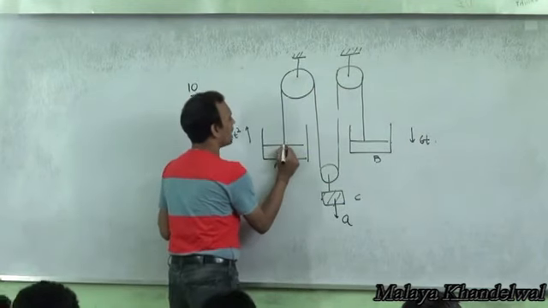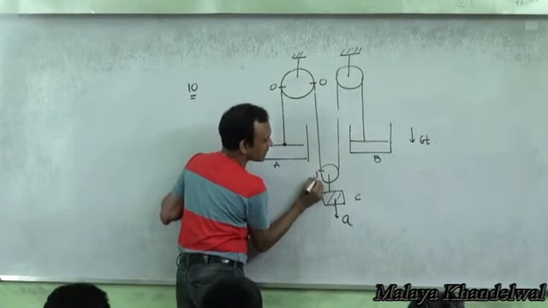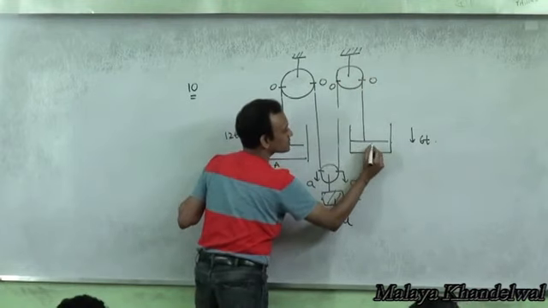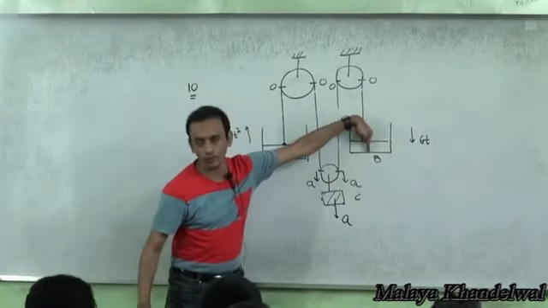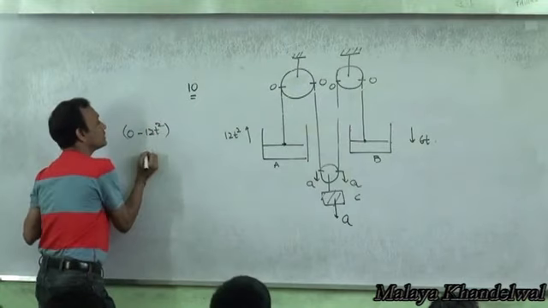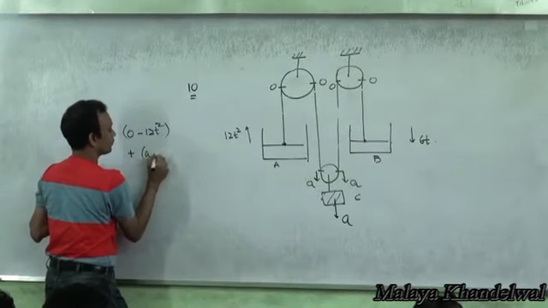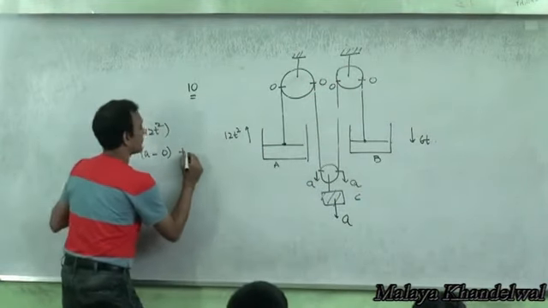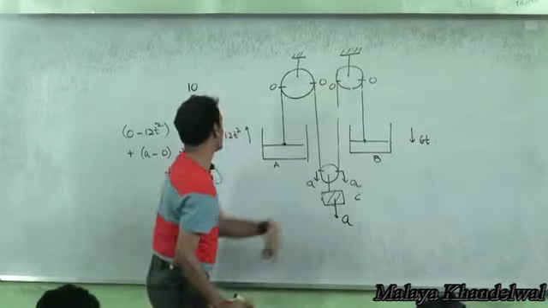I mark the nodes. This point is like 12 t squared. This is like 0. This is like a downwards. This point is 0. And this point, of course, is 6t downwards. So I traverse the string from this end all the way to B. When I do that, I get 0 minus 12 t squared, keeping in mind the constancy of string length, plus a minus 0, plus 0 minus minus a, plus 6t minus 0 plus 6t minus 0 equal to 0.